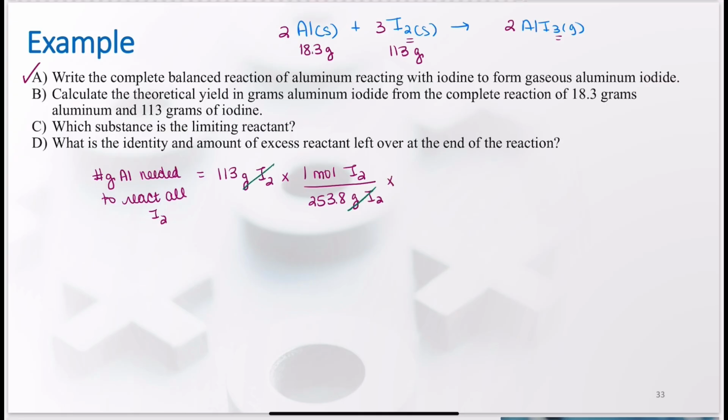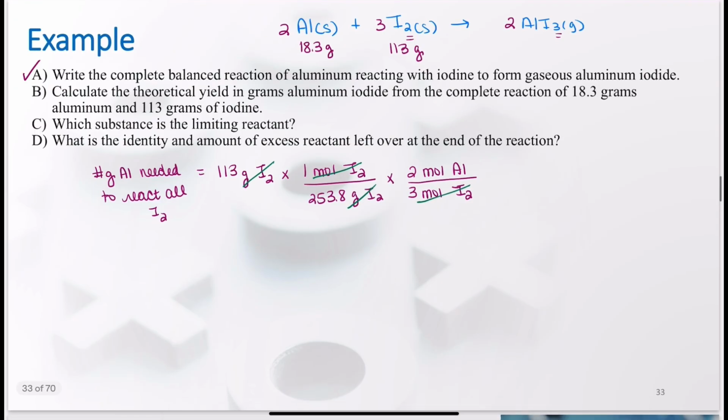This step cancels my grams of I2, and now I have moles of I2 present. But I don't want moles of I2. I want to know how many grams of aluminum I need. So I'm going to use my balanced equation, and I see that 2 moles of aluminum are reacted or consumed for every 3 moles of I2 reacted or consumed. So again, this cancels out my moles of I2. Now I have moles of aluminum present. Now that I have moles of aluminum, I'm going to quickly convert to grams of aluminum using the molar mass of aluminum.